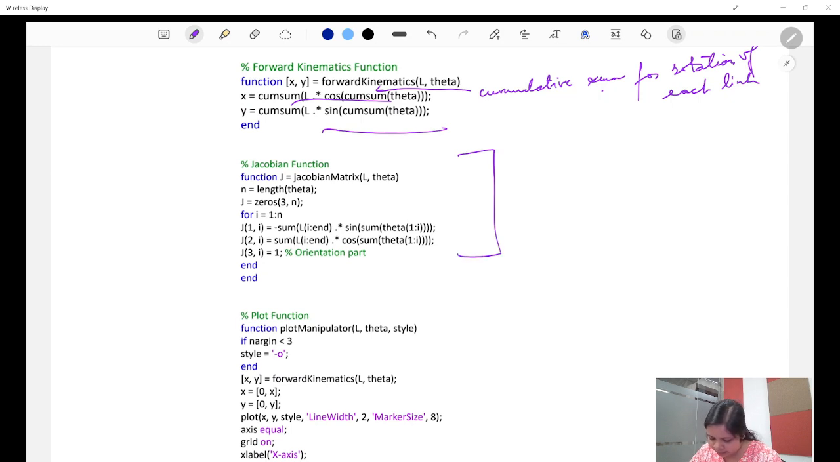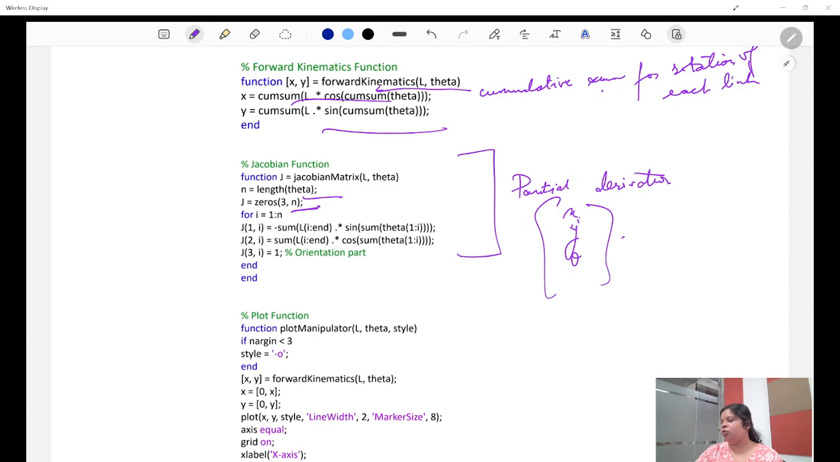So it is like a partial derivative. We want to take the partial derivative, right? So let's say we have n length of theta, that means the number of links, and the orientation you already defined. So let's say x, y and theta are the things that we want to optimize. We have a Jacobian matrix over here, and then you have the orientation things over here. So we have defined the Jacobian to be in this way, and basically the differentiation is happening over here.